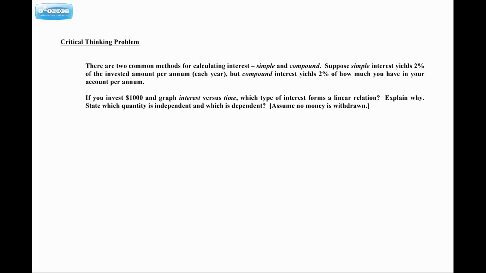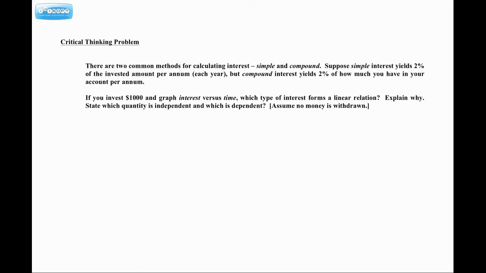There you go. All right, here's our first critical thinking problem. There are two common methods for calculating interest, simple and compound. Suppose simple interest yields 2% of the invested amount per annum, or per year, but compound interest yields 2% of how much you have in your account per year. Okay, so they're slightly different.